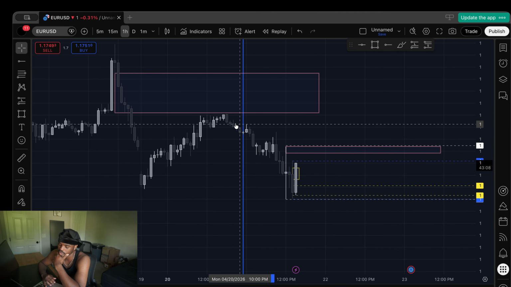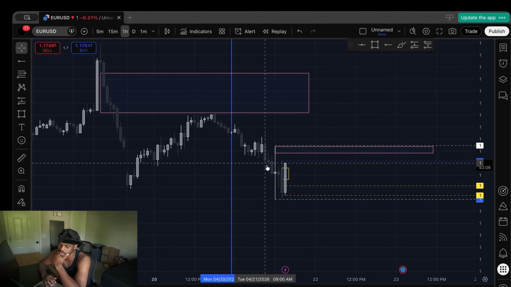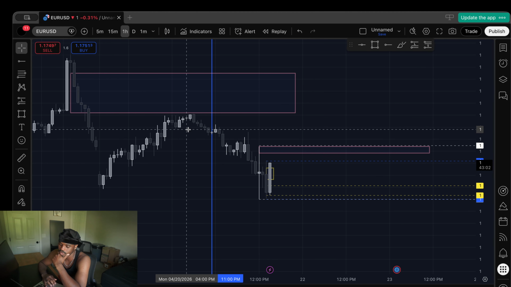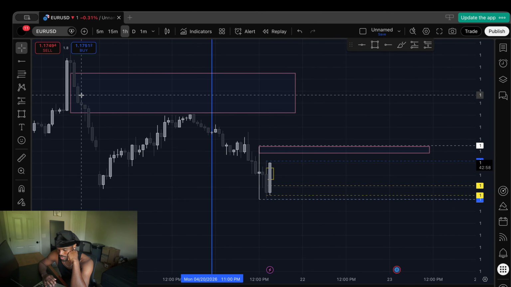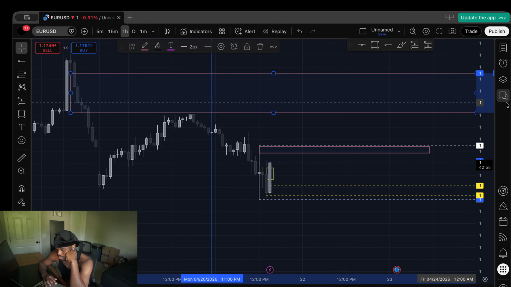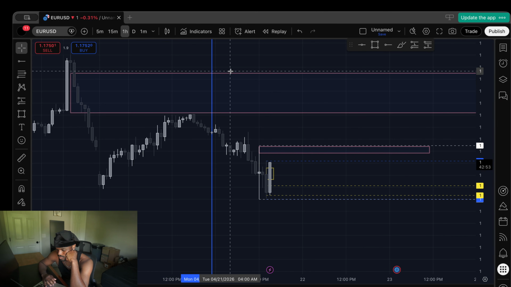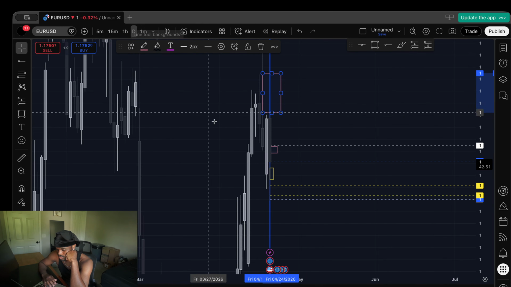This is a crazy long candle, by the way. But this one right here was crazy too. I don't know, bro. This one's crazy too. This is an imbalance, and nothing's touched it yet. That's what's throwing me off. That's on the 1 hour.